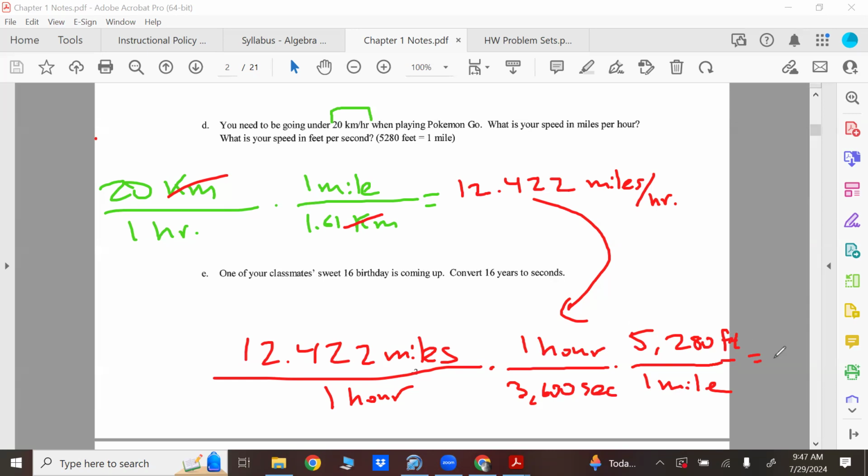Okay. Now I just have to work that out. I'll do the math for you guys. I know you guys can do the computation, so not to worry about it. It's 18.219 feet per second. So there we go.